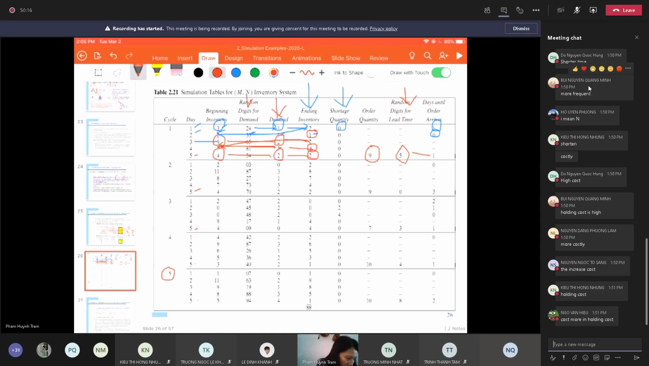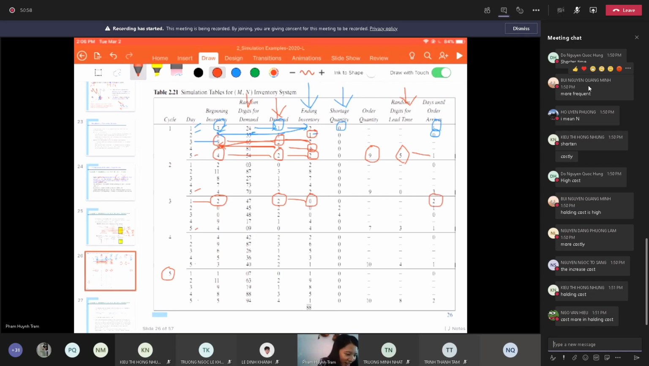Okay, so let's try one example where we observe the shortage. Let's look at cycle 3. Day 1 of cycle 3, our beginning inventory is 2. Our demand is 2. So the ending inventory is 0. And we still have to wait 2 days to receive the order.